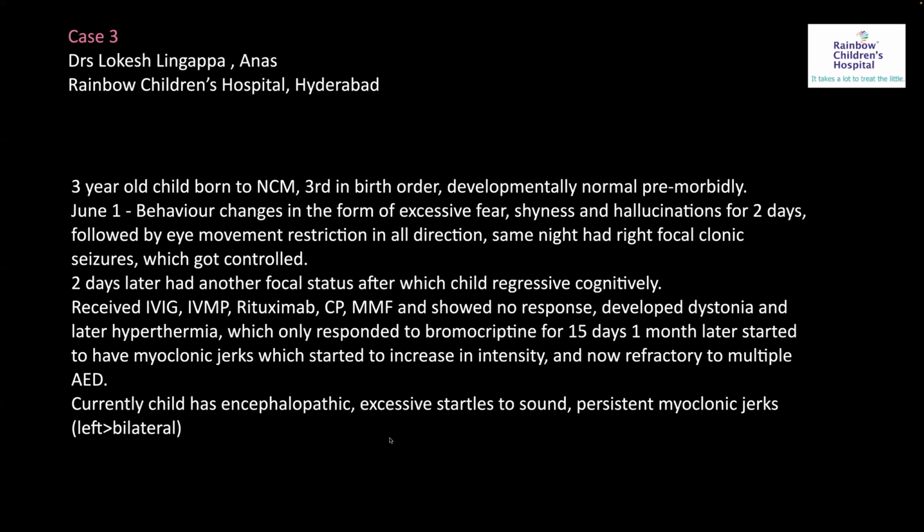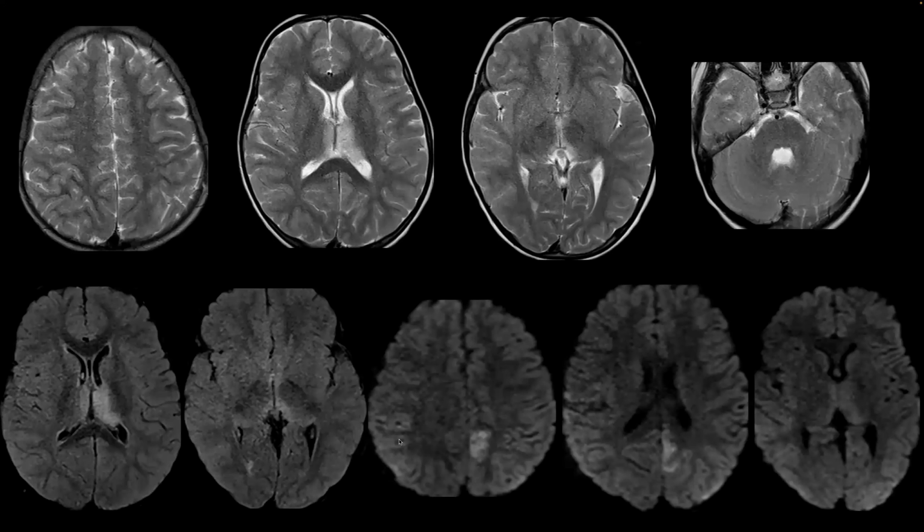One month later, he started to have myoclonic jerks, which gradually increased in intensity to the present state. Currently, they're refractory to multiple AEDs. Currently, the child is encephalopathic, has excessive startle secondary to sound, and persistent myoclonic jerks, left more than bilateral. The child has been evaluated along the lines of autoimmune encephalitis at a different center, and he has presented to us with excessive jerks. Okay. Yeah. So you can go up with the follow-up after the scan, Anas.